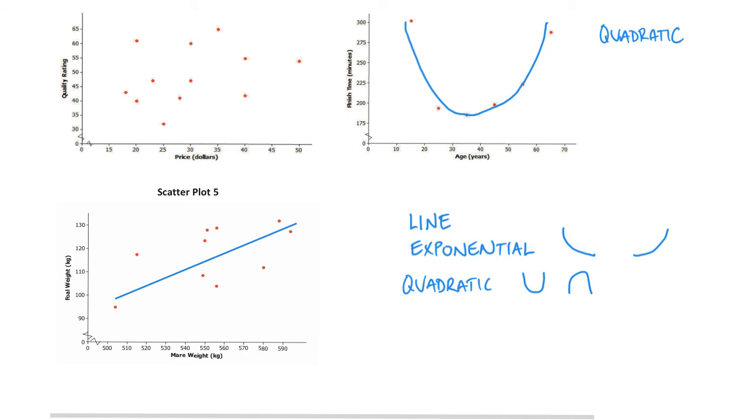So this is what you really need to take away from this lesson, and just be able to identify, at this point, all I need you to do is to be able to identify which of these types of shapes, line, exponential, quadratic, which of these types of shape would fit that particular scatter plot the best.